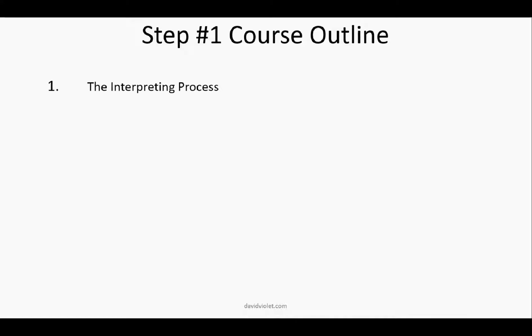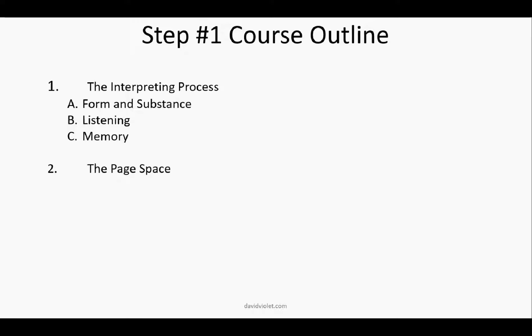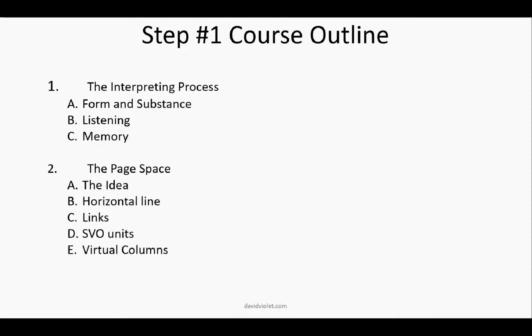It goes, first of all, through the interpreting process, the difference between form and substance, which I just covered, how to listen. There's a particular way to listen when we are interpreting, the memory, how it works, how to use it better. And then we dig a little bit more into the actual page space. This is all about the real note-taking, something we call the idea, the horizontal line, the links between the ideas, the subject, verb, object units, virtual columns, and also diagonal writing. So you see that it's sort of the nuts and bolts of the notes on the page.